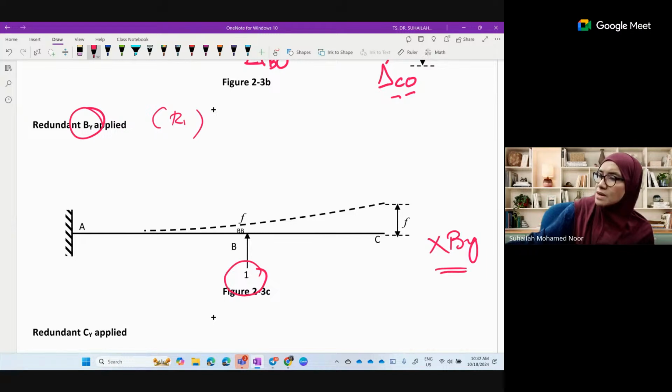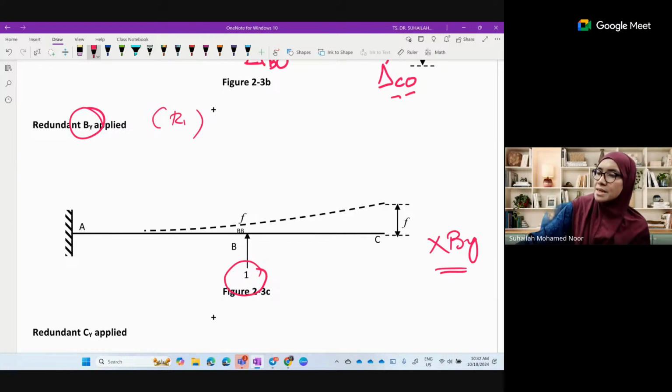Kalau tak tulis BY ni, you nampak dia macam virtual system. Kan? It just look like virtual system, right? Virtual system. Kalau virtual system, a determinate beam subjected to a unit value. Kalau redundant system, it is just like virtual system. A determinate beam subjected to a unit value of redundant. So ada kali BY. Okay, 1 times BY. So we assume that this is a unit value that is subjected into the system.